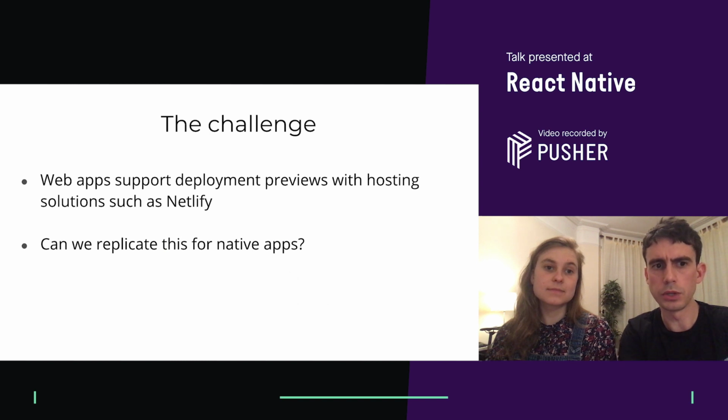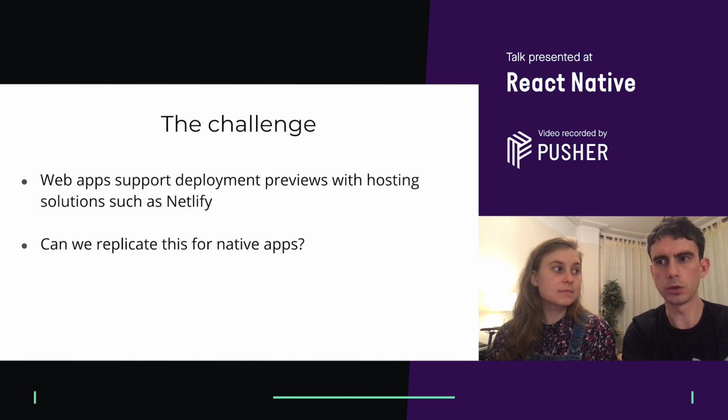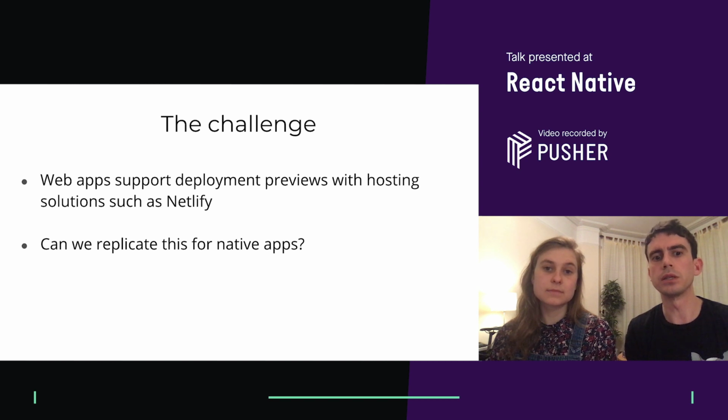So the challenge then was, we were thinking, what do other platforms do? And web apps specifically have solved this to an extent. They support deployment previews with hosting solutions like Netlify. When you raise a PR for your changes, you can go to a unique URL and look at those changes before they go live. And we drew inspiration from that, and we thought, is there a way we can replicate this with native apps?